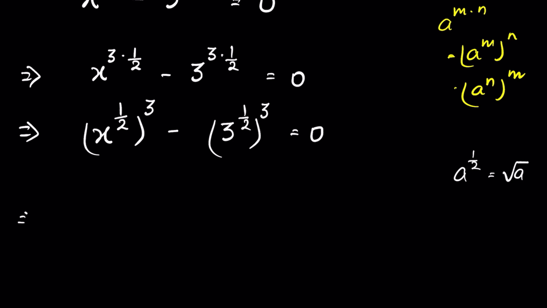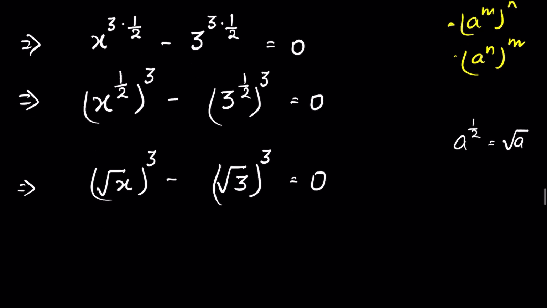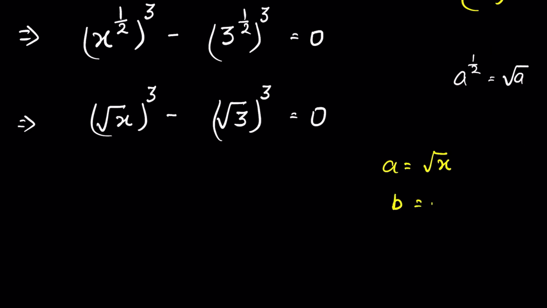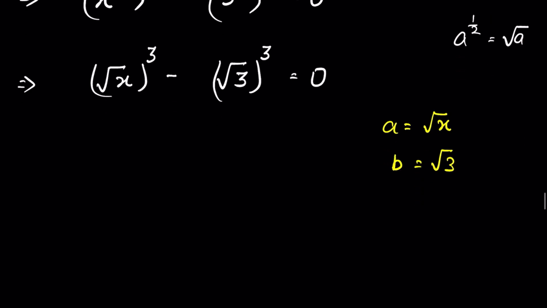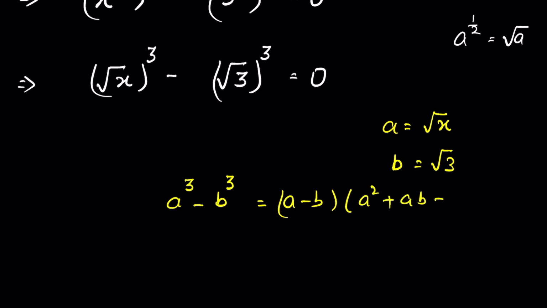Now when a is raised to the power of 1 upon 2, it means it is under a square root. So we can write it as square root of x raised to the power of 3 minus square root of 3 raised to the power of 3 equals 0. Now if you consider a is equal to square root of x and b is equal to square root of 3, then this is in the form of a cube minus b cube, and this we can expand as a minus b times a square plus ab plus b square.